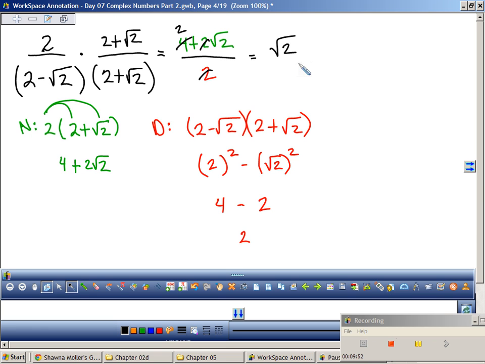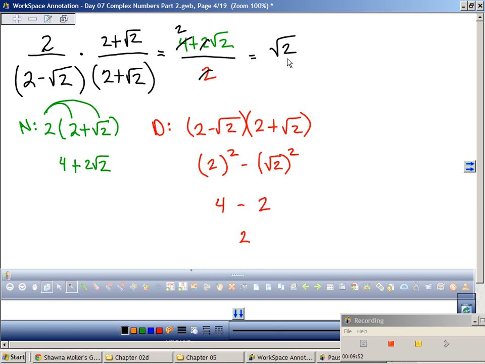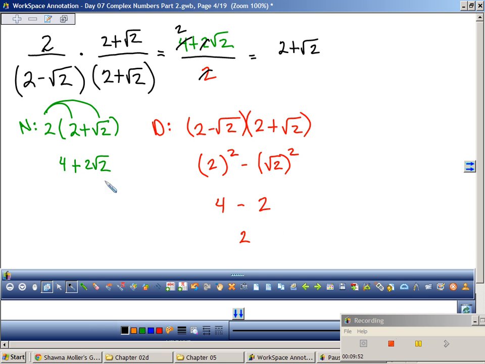Yes, the 2 root 2 from the 4. 2 plus root 2. Okay, are we on? Are we okay with that? All right, it's going to get easier, and actually when you use i, it gets even easier. We did it a couple of times.